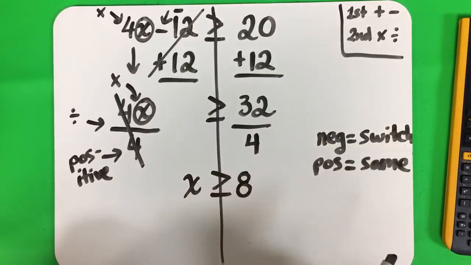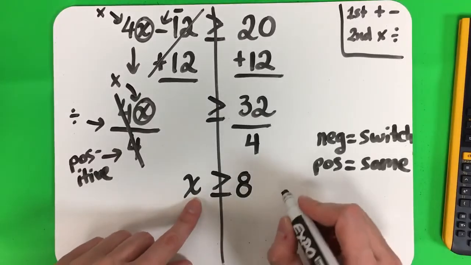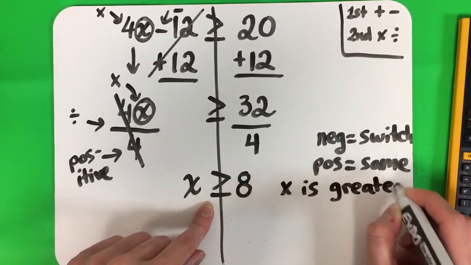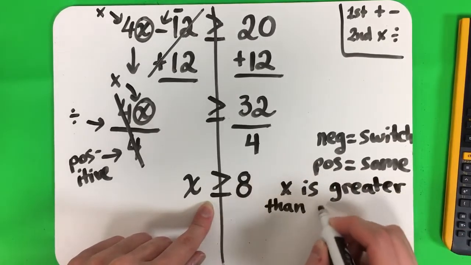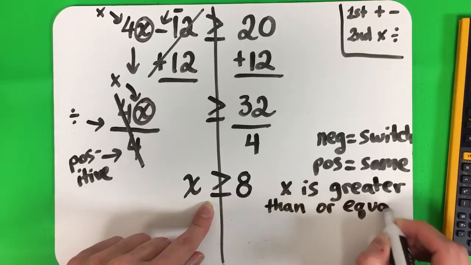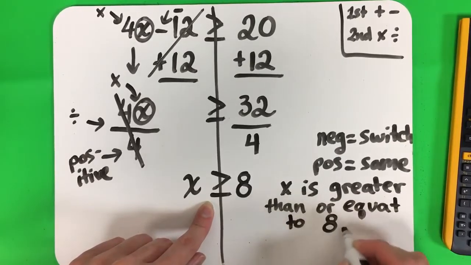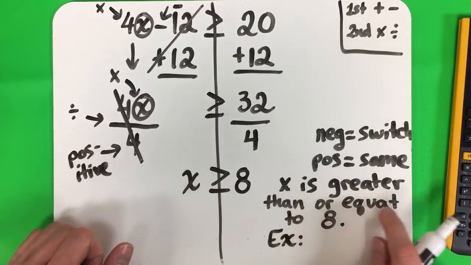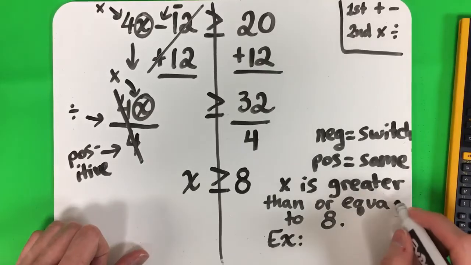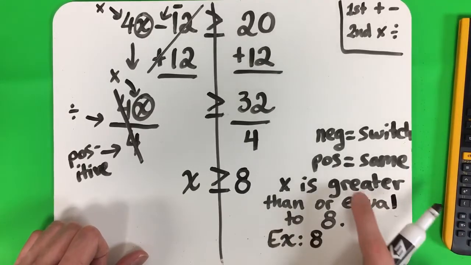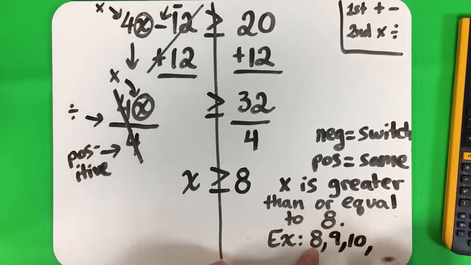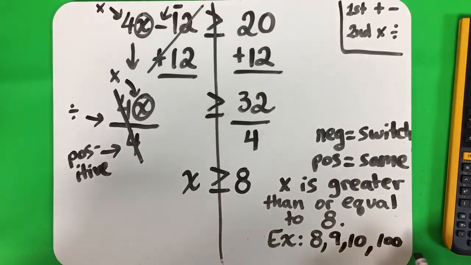Okay, so you got to remember that. All right, so let's write the name. This is x greater than or equal to 8. Let's do some examples. Okay, equal to 8, and greater, y mayor. So igual que 8 y mayor que 8. So equal to 8 and greater than 8. So 8, 9, 10, 100, etc.